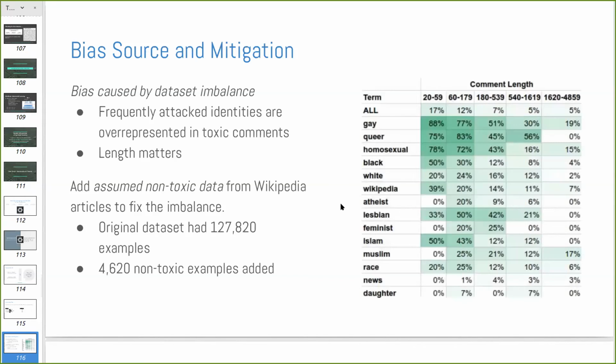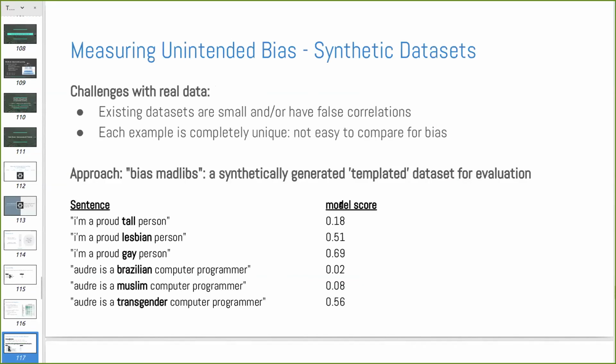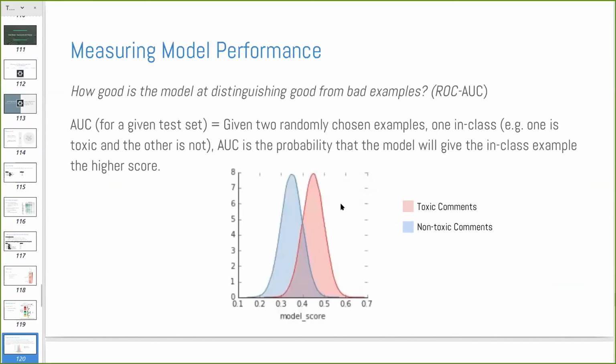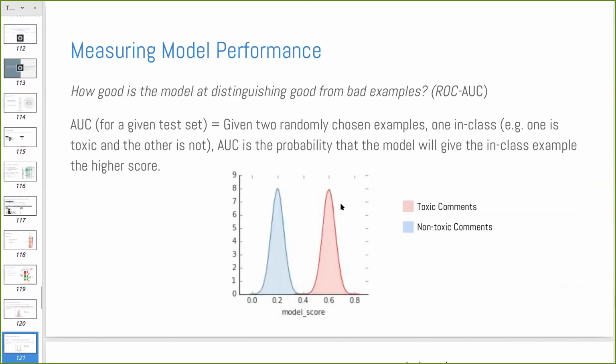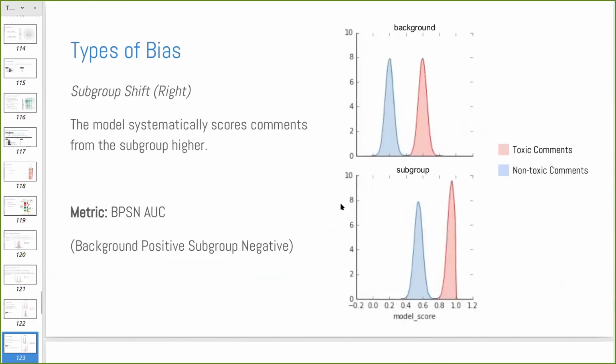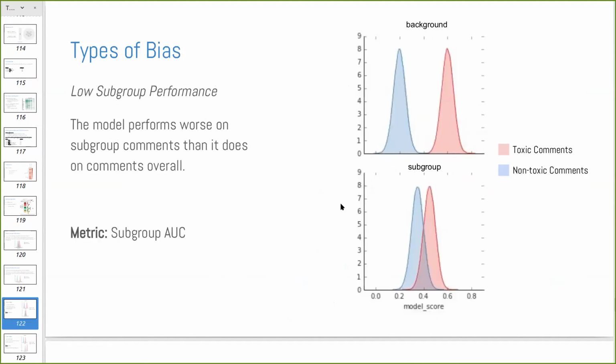So here are some scores that are reported. Another example here. So here are some plots that talk about different subgroups.